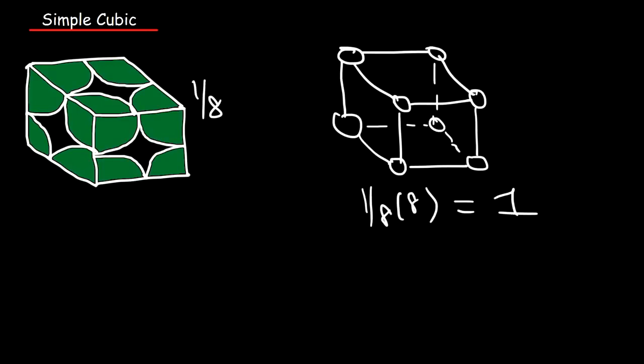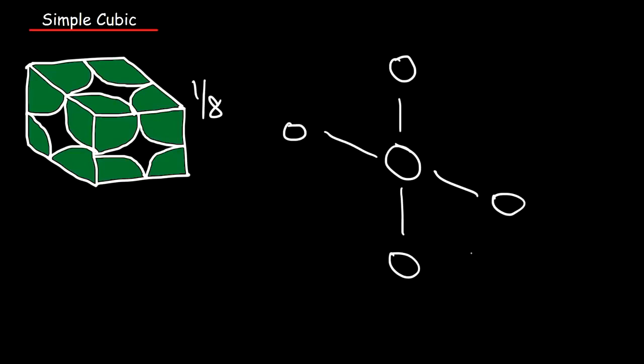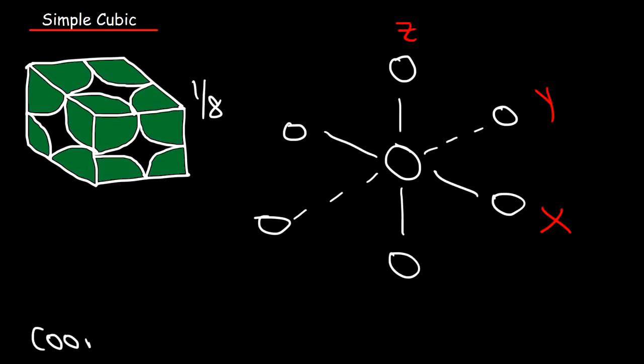Now, why is the coordination number 6? Well, if you focus on one atom, there's going to be another atom above it and another atom below it. There's going to be another atom to the right and another atom to the left. Or you could say this is east and this is west, or basically just the x direction. And let's call this the z direction. Now there's also another atom in the y direction as well. So therefore, every atom is surrounded by 6 other atoms, and that's why the coordination number is equal to 6 for the simple cubic structure.